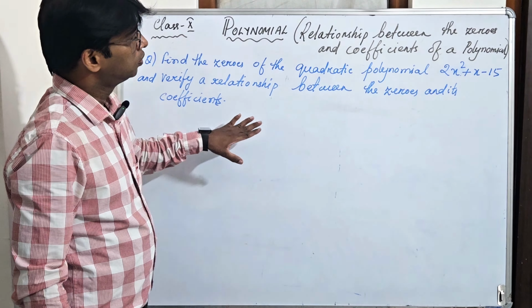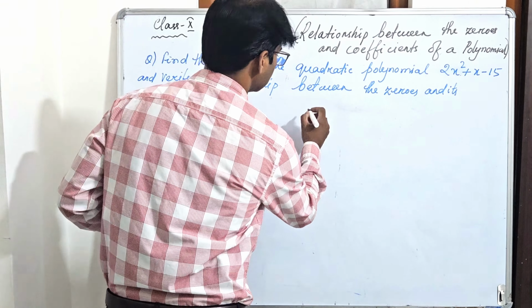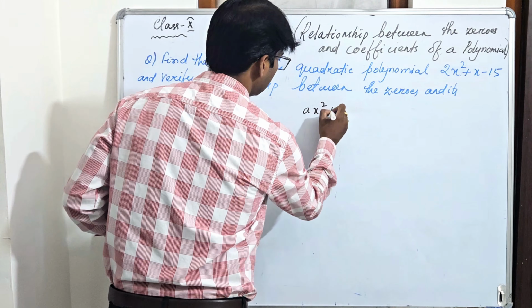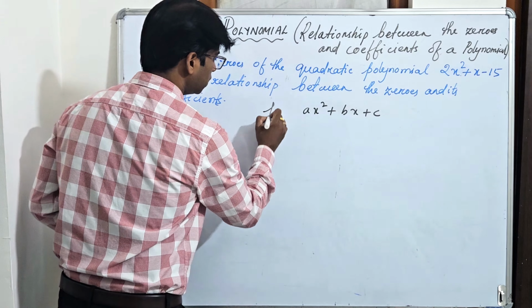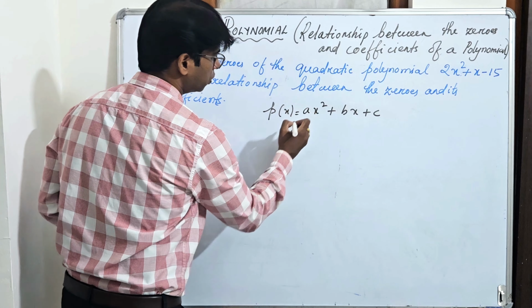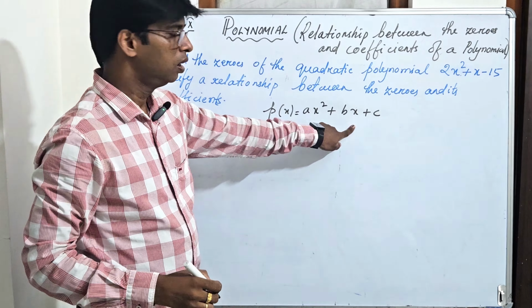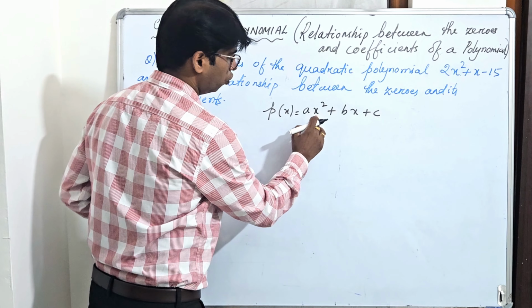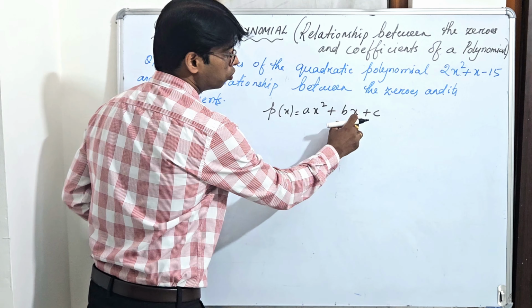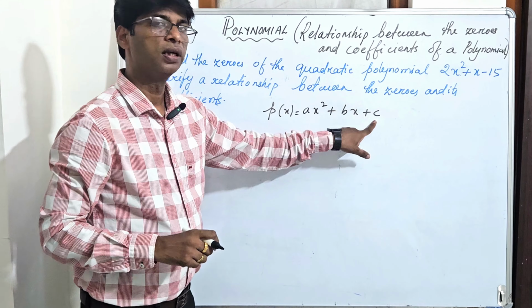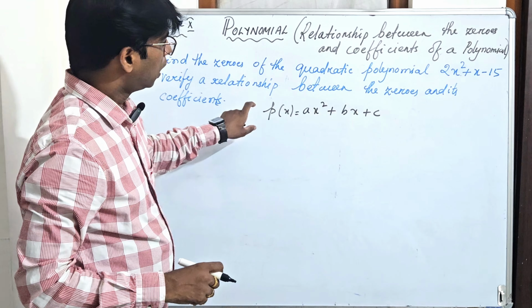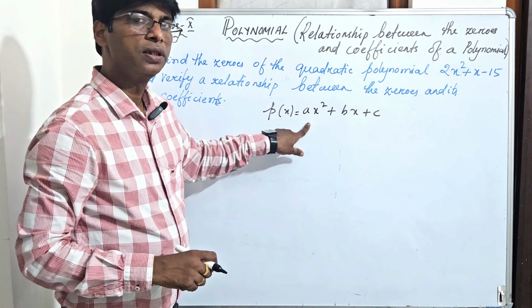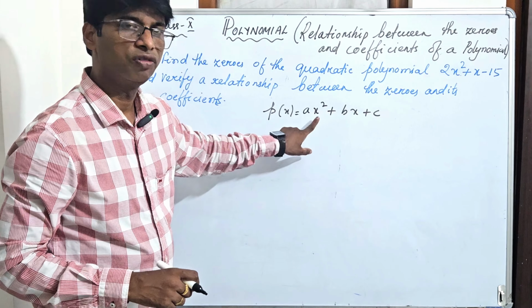If I discuss the general form of a quadratic polynomial, what is it? It is ax square plus bx plus c, isn't it? So we represent this as P of x equal to ax square plus bx plus c, where a is the coefficient of x square, b is the coefficient of x, and c is the constant, isn't it? So we have already got to know how the quadratic polynomial is represented in the general form, or we can say the standard form also.